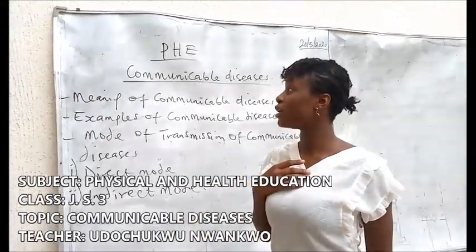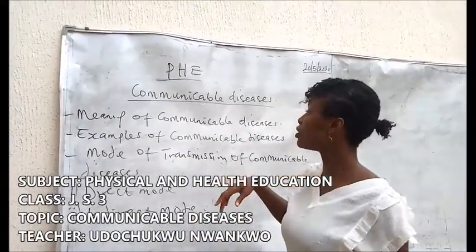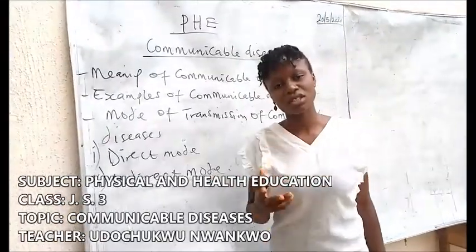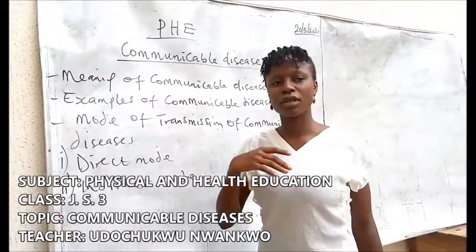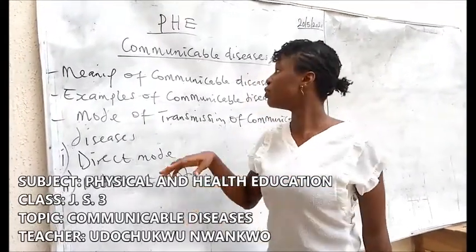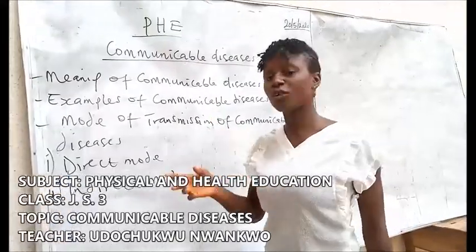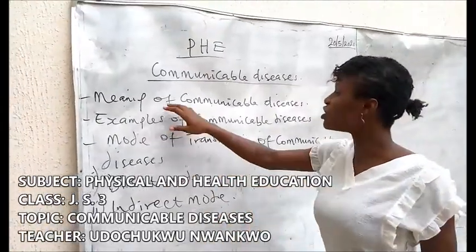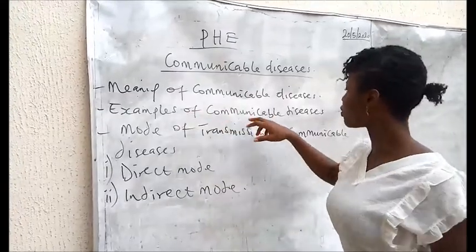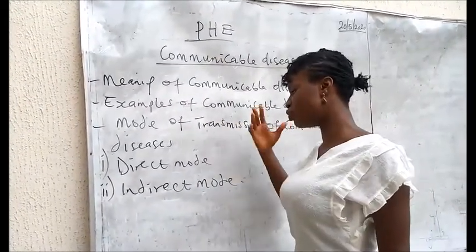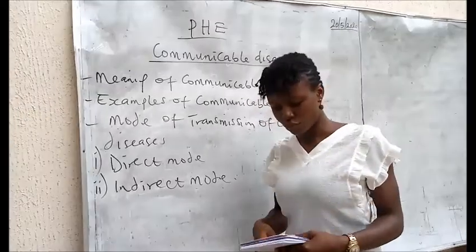I teach PhD in JS 3, and our topic today is communicable diseases. You already know what a disease is. You know the two broad types of disease. So we are concentrating on communicable diseases. Perhaps in the next class we enter non-communicable diseases. We are going to see the meaning of communicable diseases, examples of communicable diseases, and the modes of transmission of communicable diseases, that is direct mode and indirect mode.